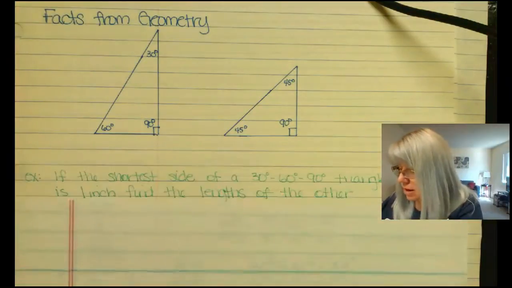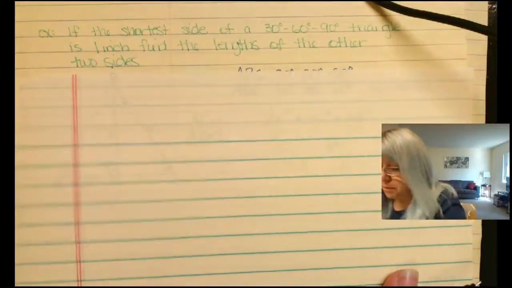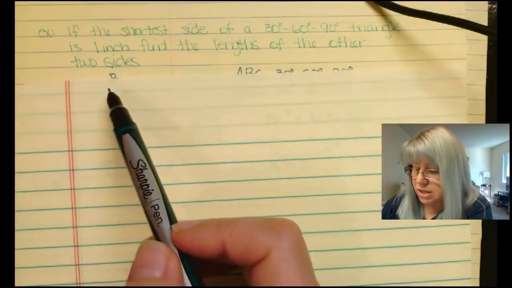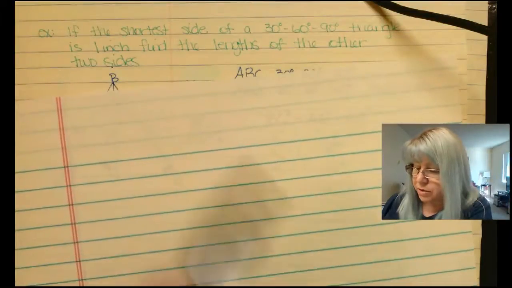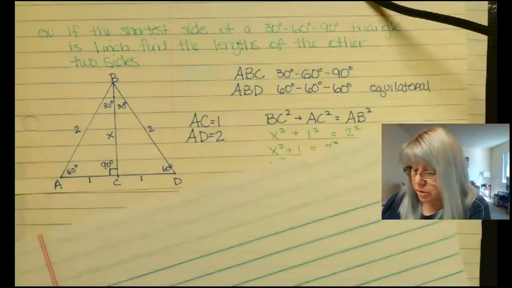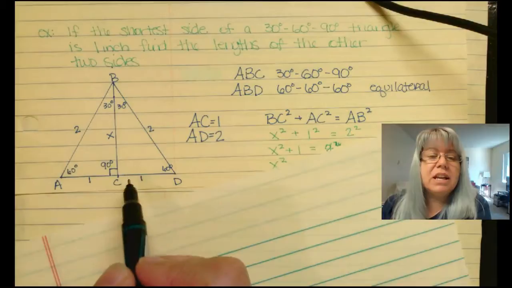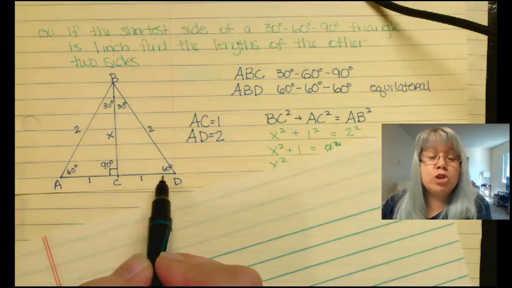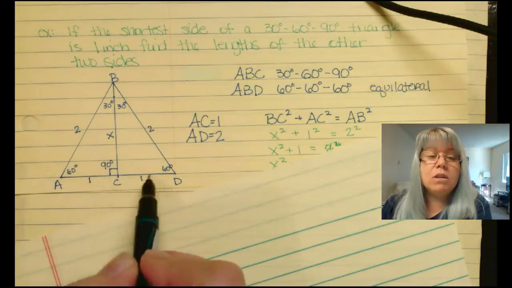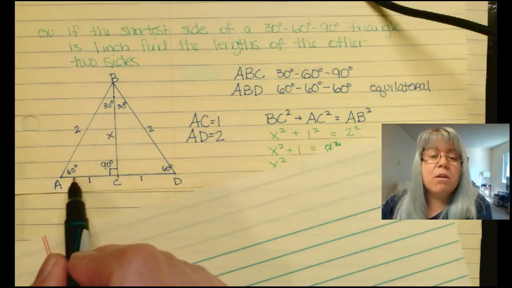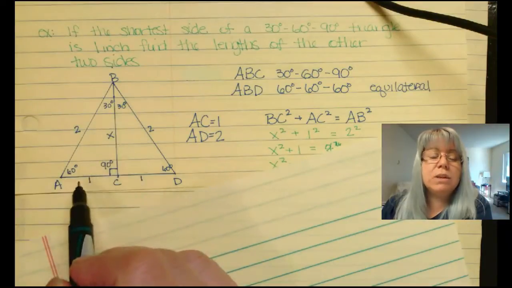So let's try a problem. If the shortest side of a 30, 60, 90 triangle is 1 inch, find the lengths of the other 2 sides. Well, we can force a 30, 60, 90 triangle to be an equilateral triangle. Now, how do we do that? Well, we put another 30, 60, 90 triangle right next to it. The bottom length will now be 2, and since all of the angles are equal, 60, 60, and 60, that means all the sides of the triangle are equal in length.